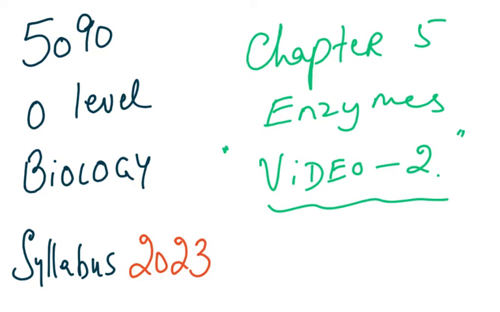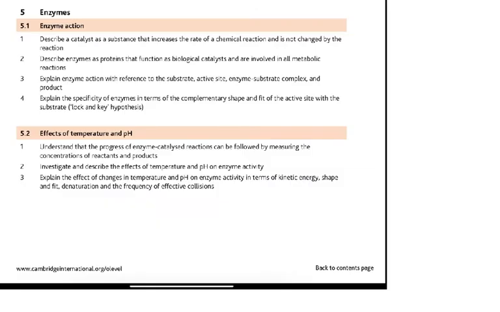Chapter 5 Enzymes is the second video in which we're going to discuss the practicals that we're going to conduct on the effect of temperature and pH on the rate of enzyme activity. Now, the syllabus is very clear that we're going to discuss this point: investigate and describe the effects of temperature and pH on enzyme activity. So whenever there is an investigate, it means we've got to know the practical procedures.